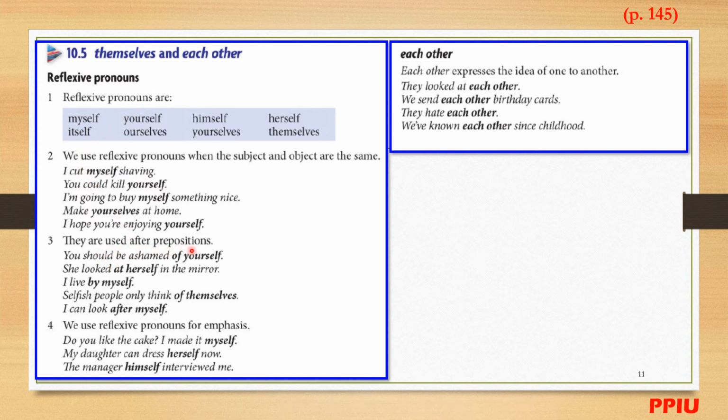They are used after a preposition. You should be ashamed of yourself. Of is a preposition, then yourself. She looked at herself in the mirror. I live by myself. Selfish people only think of themselves. I can look after myself. Okay, so all these are used after a preposition, right?